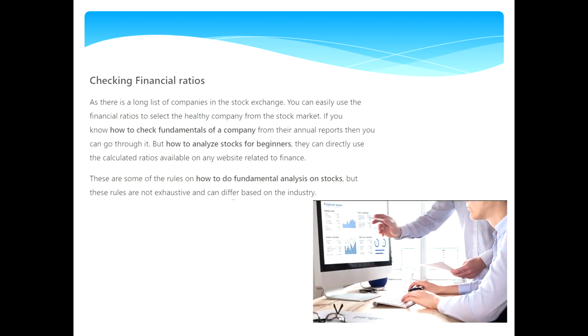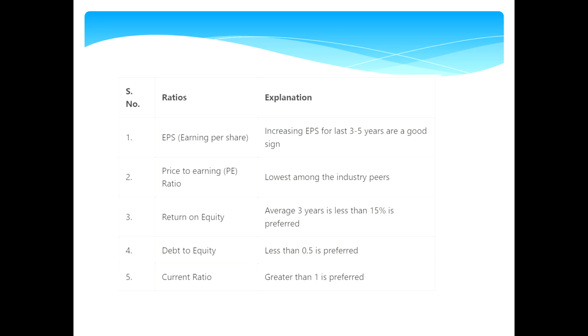And the second one is checking the financial ratios, which is very much crucial in picking the right stock. Since there may be many financial ratios, here we will discuss the essential financial ratios that will help us in fundamental analysis. The first one is EPS, which is earnings per share. If earnings per share has been increasing for the last 3 to 5 years, it is a good sign, isn't it? And another important ratio is the price to earnings ratio, P by E. A lower P by E ratio is considered to give better earnings.